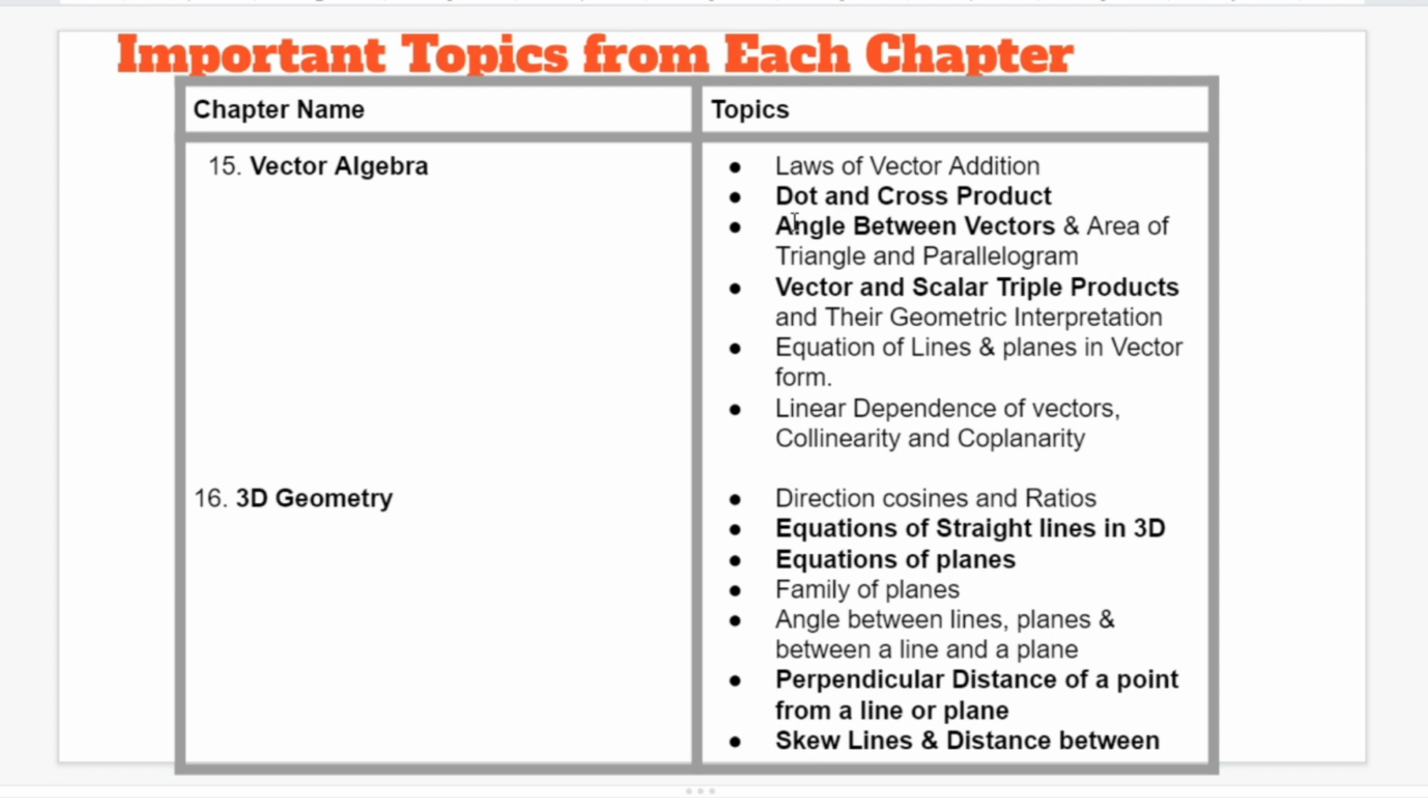And coming to 3D at the same time, direction cosines and ratios. Then you have equations of straight lines in 3D, equation of planes, the different forms of planes, and the normal to planes. Then you have angle between planes, angle between lines, angle between a line and a plane. Then you have perpendicular distance of a point from a line or plane. Here it is analogous to 2D straight lines, distance of a point from a line. The formulas are so analogous that you can relate to them. And you have skew lines and distance between skew lines. That's a difficult formula to remember, but do try to learn it by heart, and you will score good marks in 3D geometry.